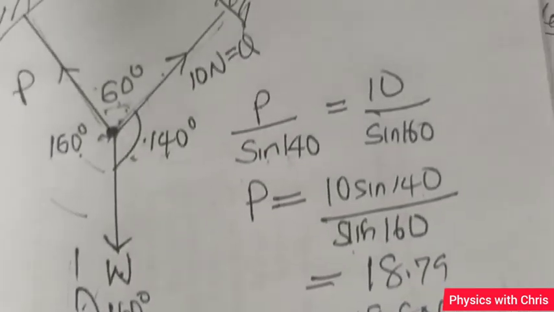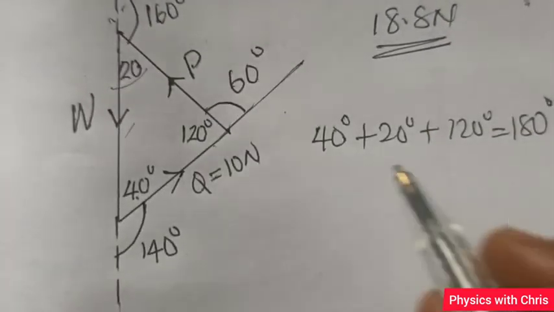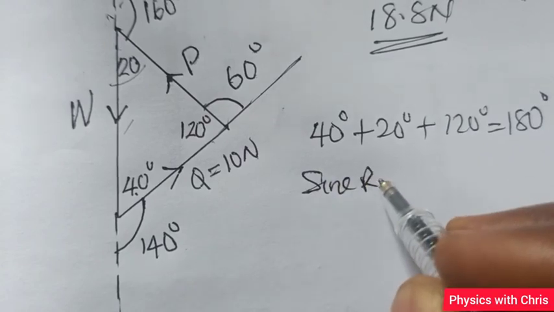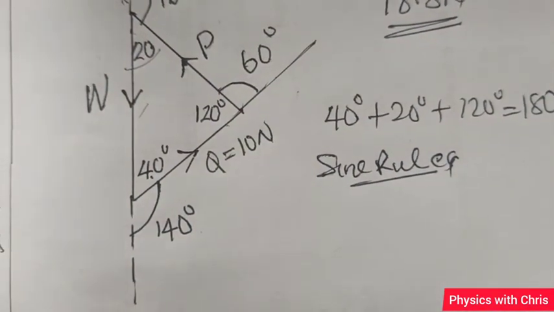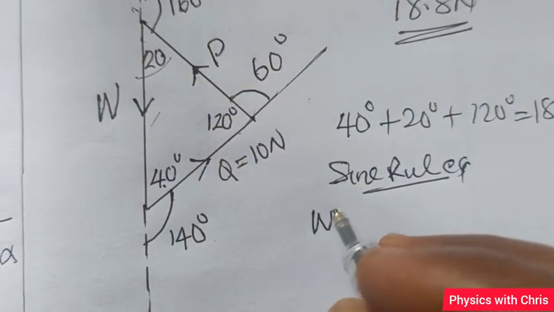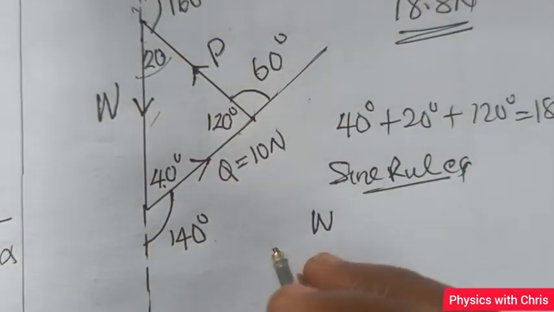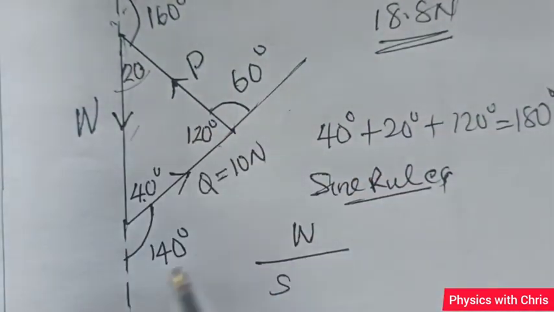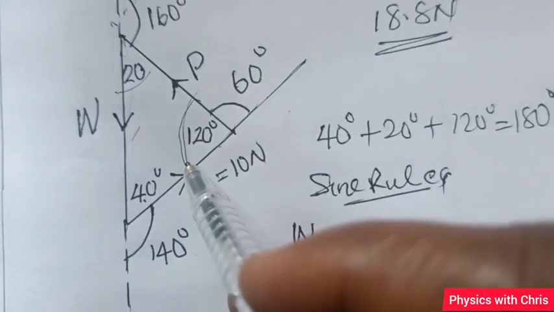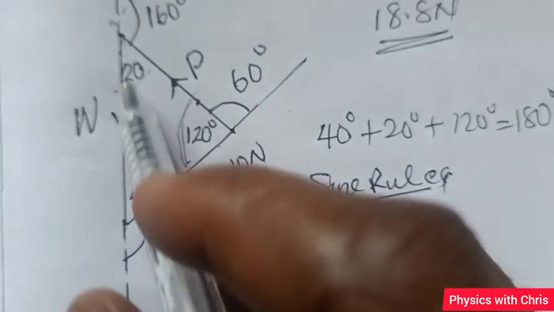So I can go ahead to still use my Lami's theorem. If I'm to use sine rule here, for instance, because sine rule can also be used, what do I do? Sine rule states that this ratio, just like Lami's theorem, W over sine the angle that is subtended. Of course, this side W subtends angle 120. That is the angle that is opposite this side.